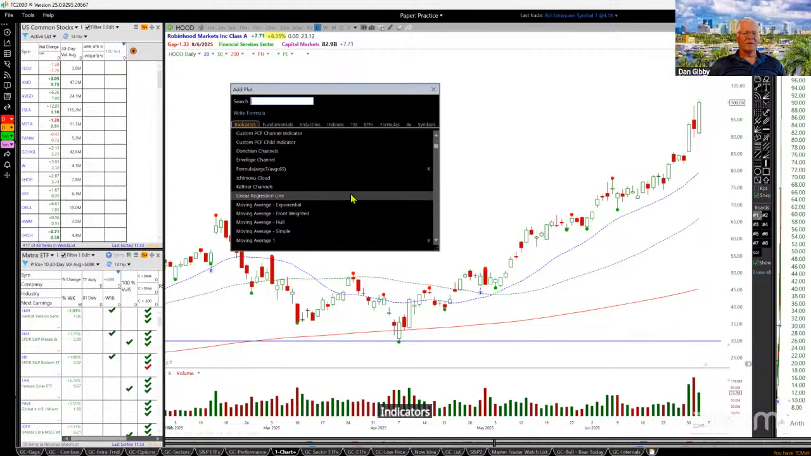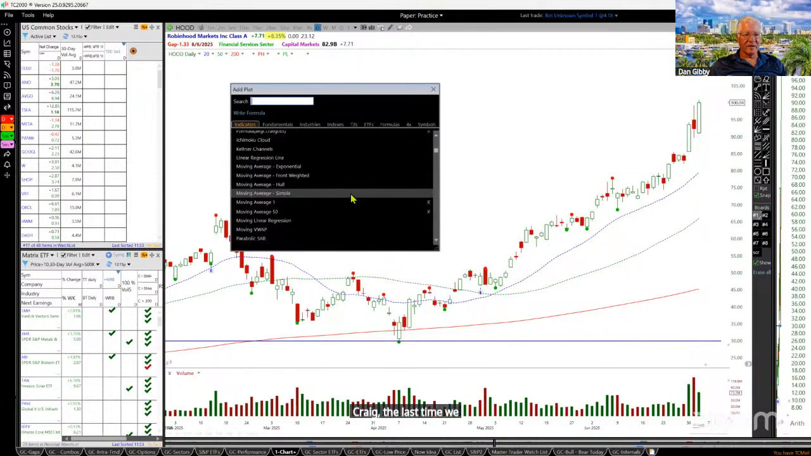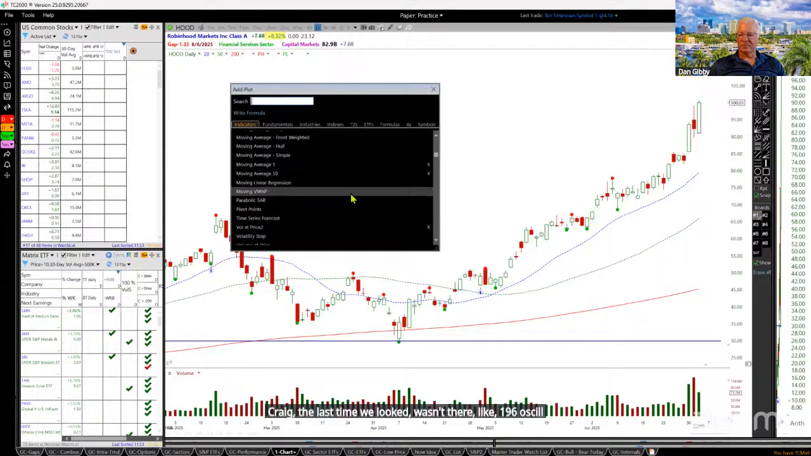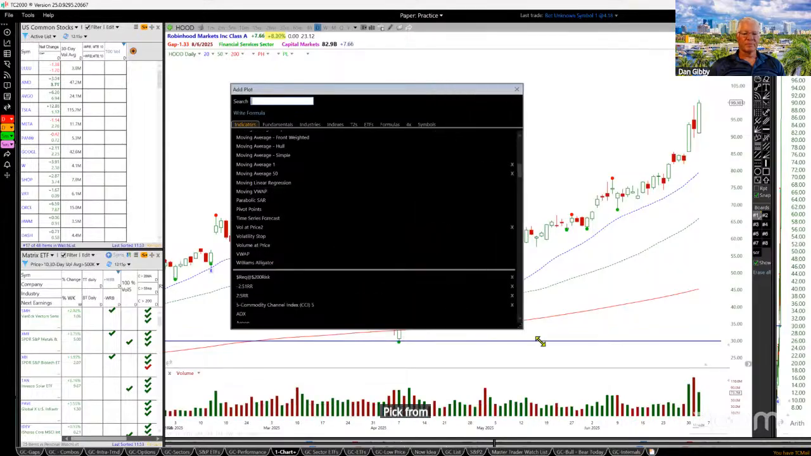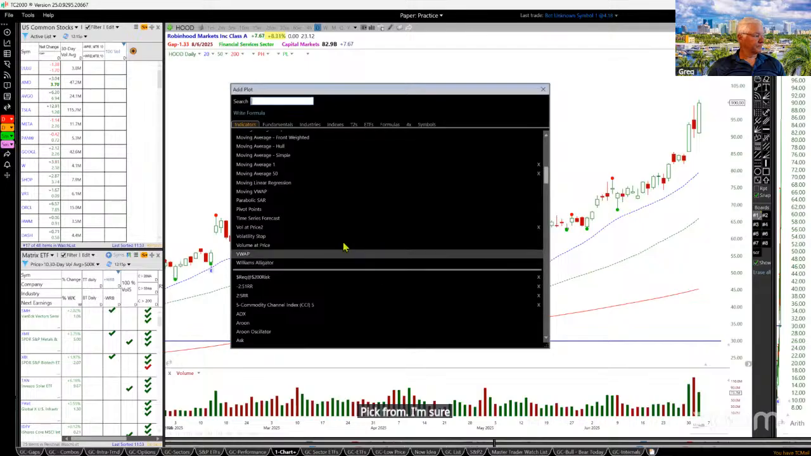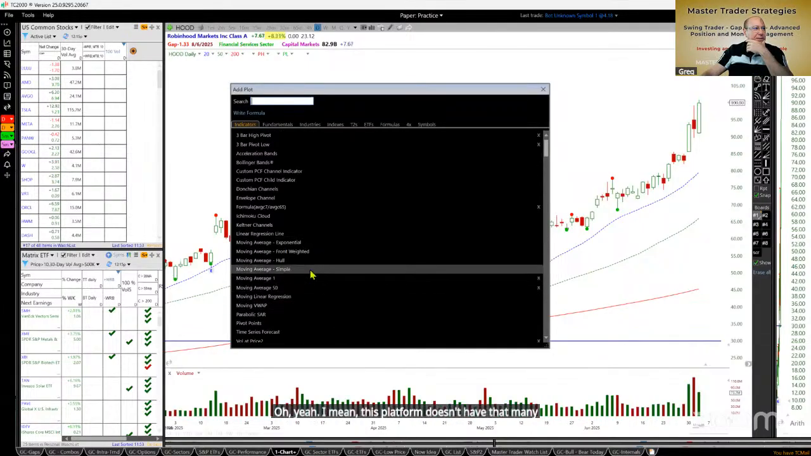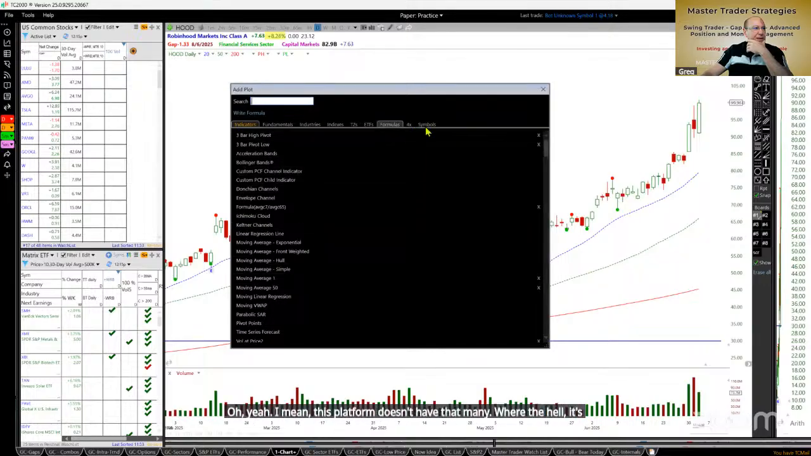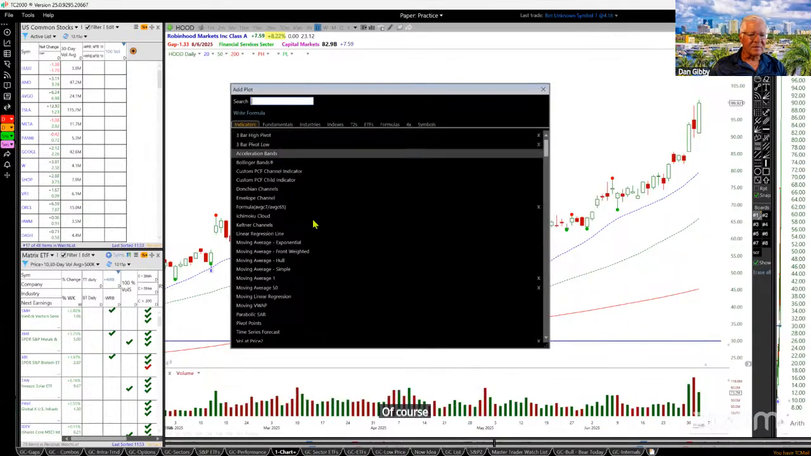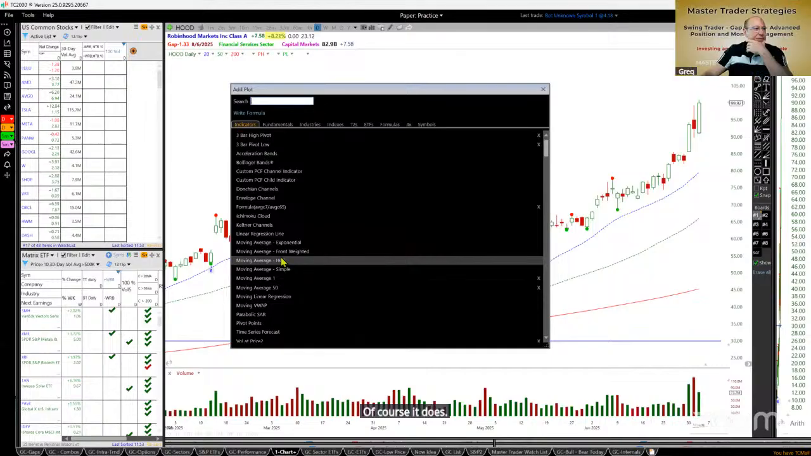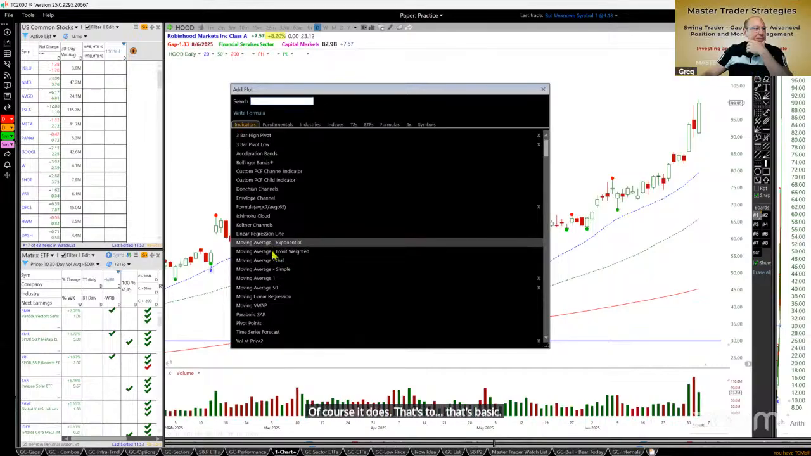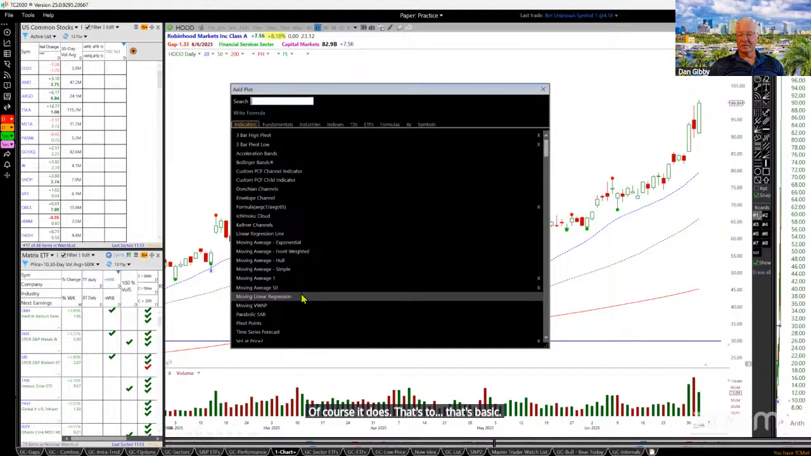Indicators. Greg, the last time we looked, wasn't there like 196 oscillators to pick from? I'm sure there's more now. Oh yeah, I mean, this platform doesn't have that many. Where the hell? It's got to have a MACD. Of course it does. That's basic. Maybe they call it something different for some reason. Possible.